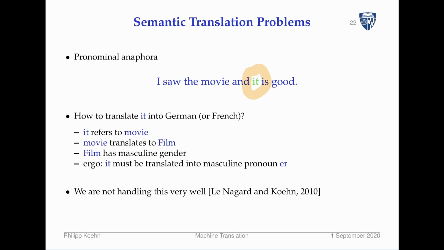So it here is neutral, but it refers to movie, and movie in many languages has a translation that is a gendered noun. If you translate it into German or French, nouns are not just all neutral if they're not actual persons as they are in English, but they might have gender. And in this case, in German, if you translate movie into film, film is masculine gender. So then the it has to be translated into the masculine pronoun er, so the equivalent of he. And this is something that's really tricky to do.